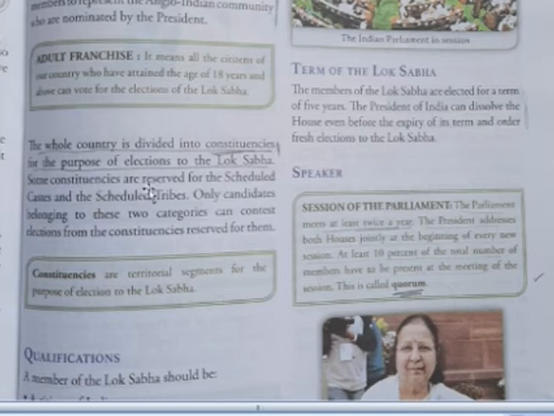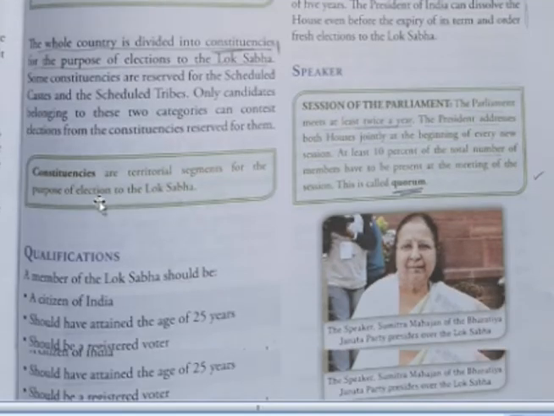Some constituencies are reserved for scheduled tribes and scheduled castes. For those constituencies which are reserved for scheduled castes and scheduled tribes, only members from these communities have the right to participate in the election.